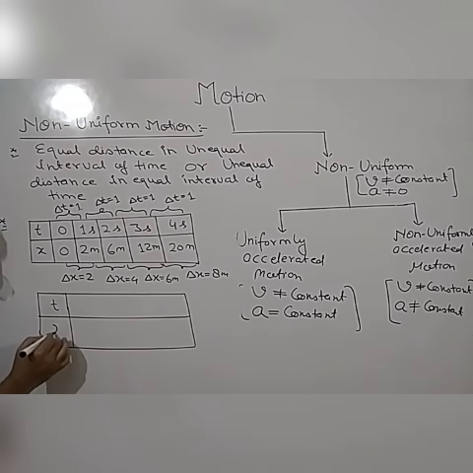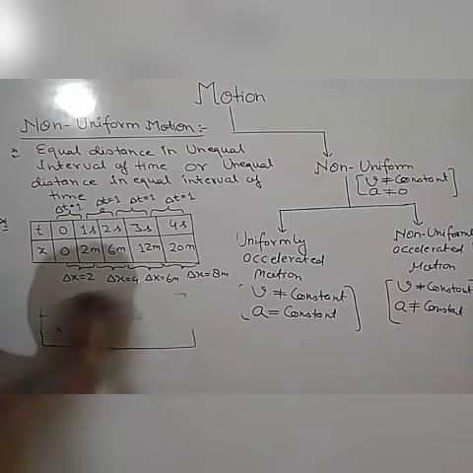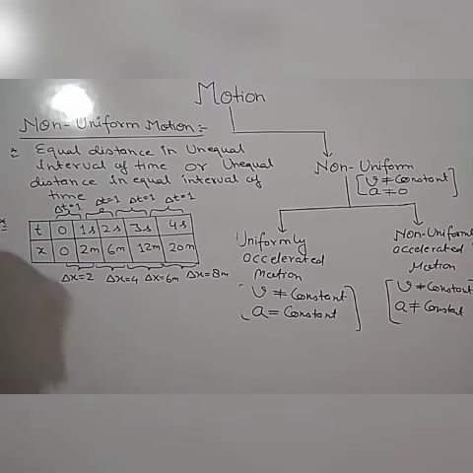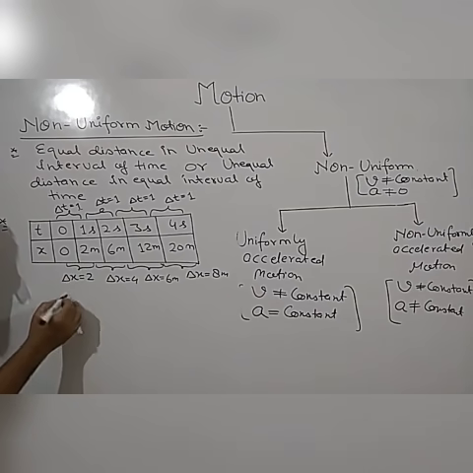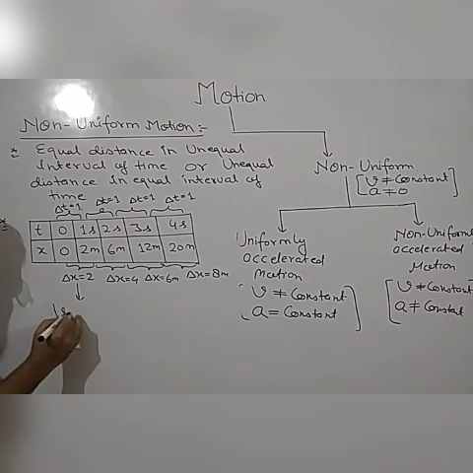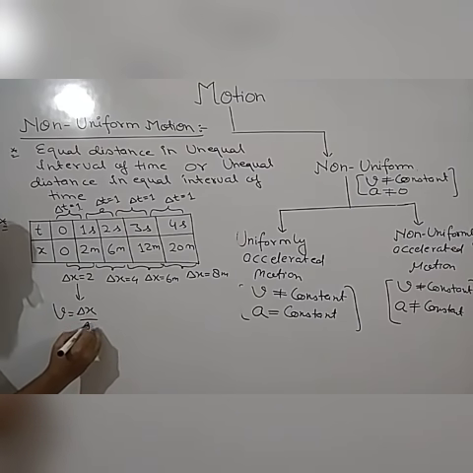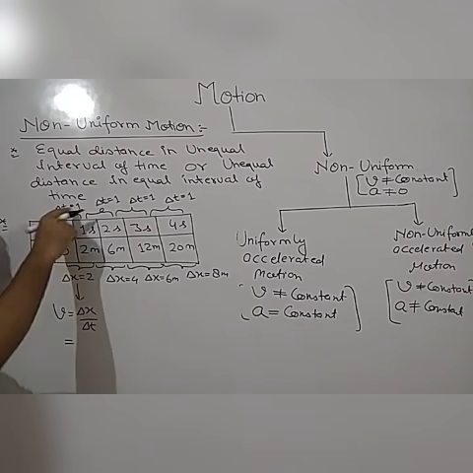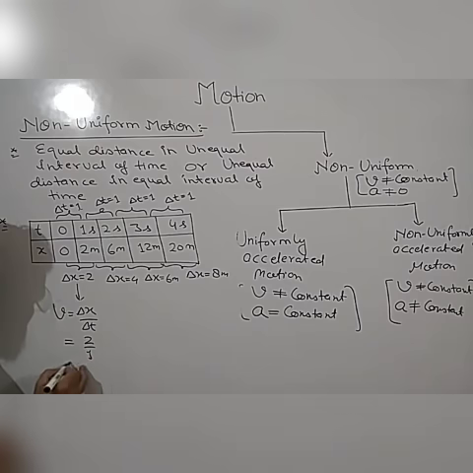First, let us complete this one. Then we will take another example. Now if we find the velocity of each interval, for 0 to 1 second, velocity will be delta x upon delta t. So what will be its value? Delta x is 2 and delta t is 1. It will be 2 upon 1, that will be 2 meter per second. Means for 0 to 1 second, velocity is 2 meter per second.